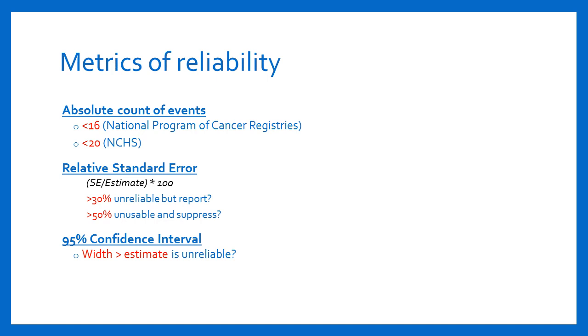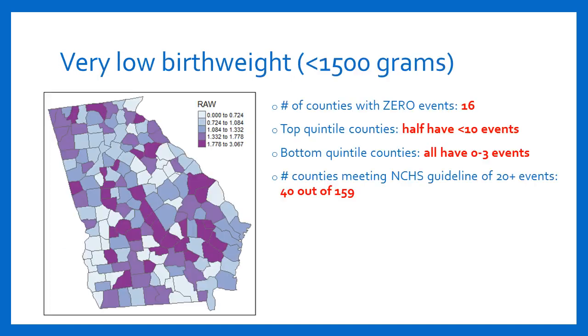Other metrics or approaches are to use the relative standard error. That's the standard error of an estimate divided by the estimate itself times 100, with an estimate with a relative standard error greater than 30% being unreliable and greater than 50% probably being unusable. And then some people also look at the width versus the estimate of 95% confidence intervals. The point being that there's a number of rules that we may be familiar with already about how to suppress or mark as unreliable data with small numbers.